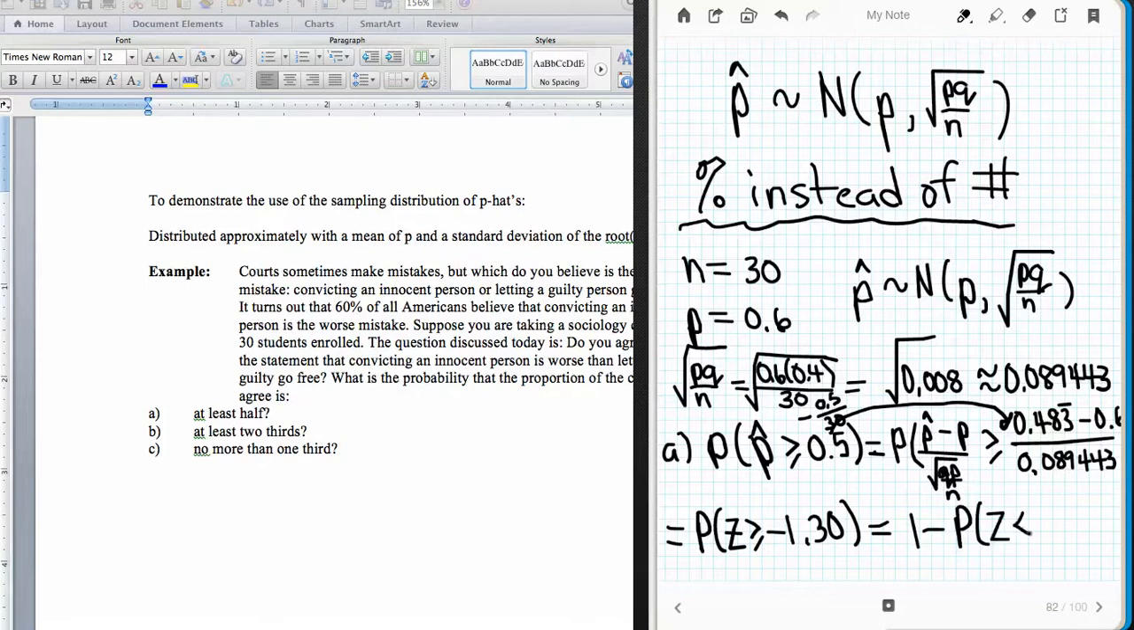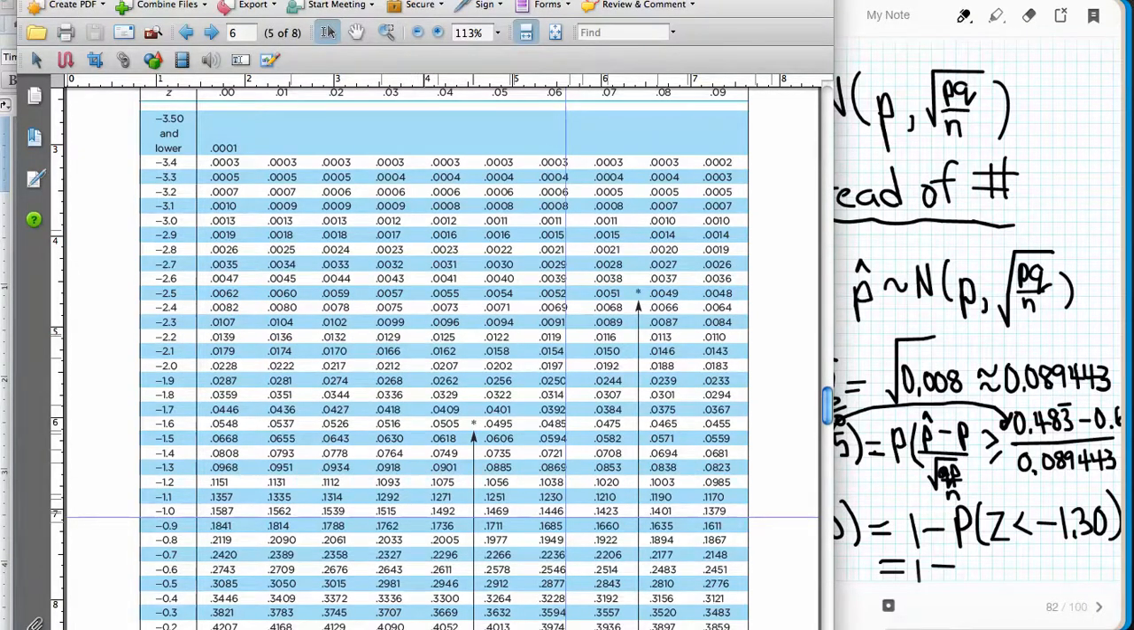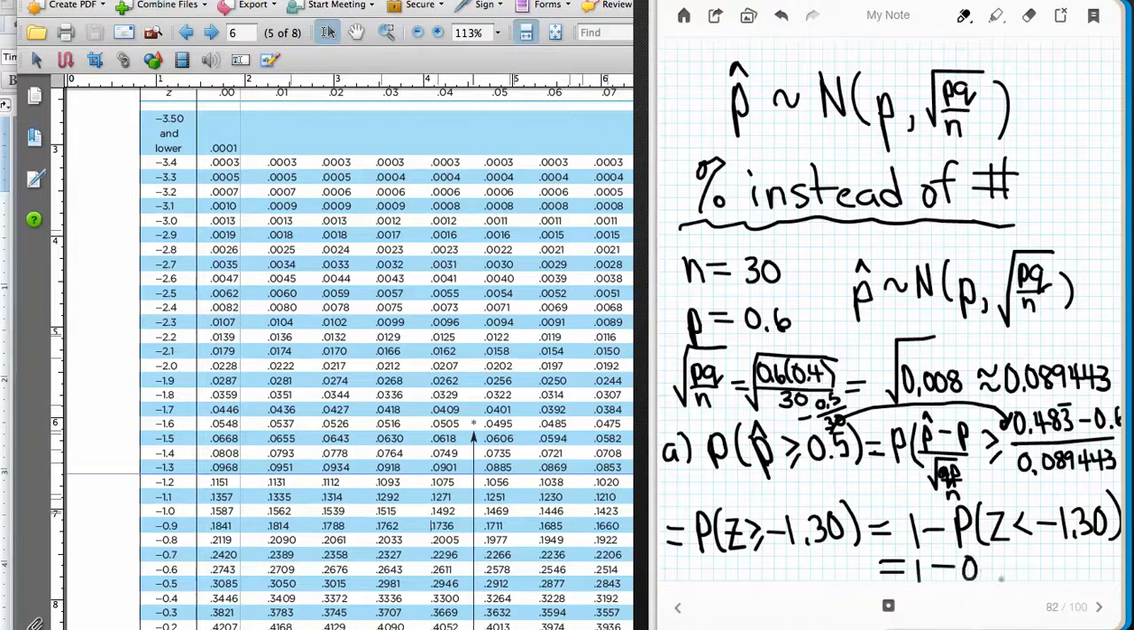So if I were going to look this up in my negative z table, I would have to do it in this manner. I would have to do 1 minus, and then let's go find my z table. Negative 1.3, so 1, 3, and then 0, we get 0.0968. And so that probability gives me 0.9032, I believe it is.